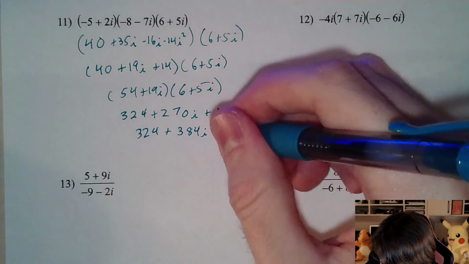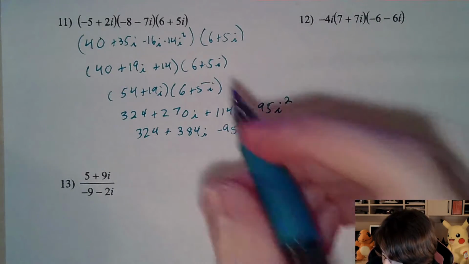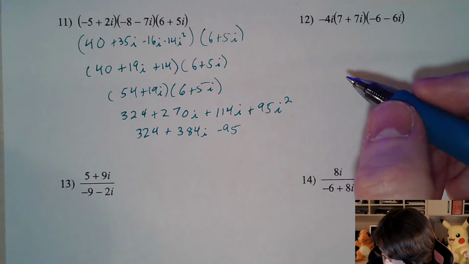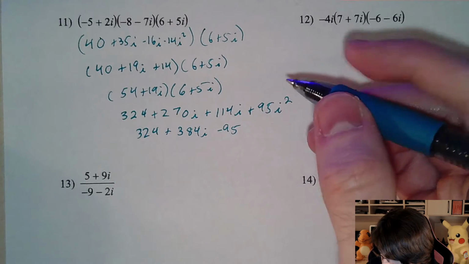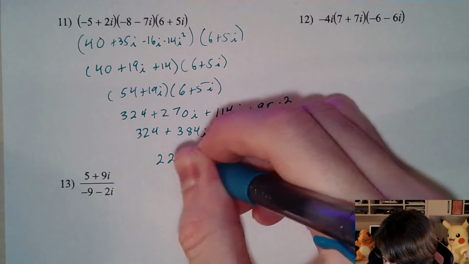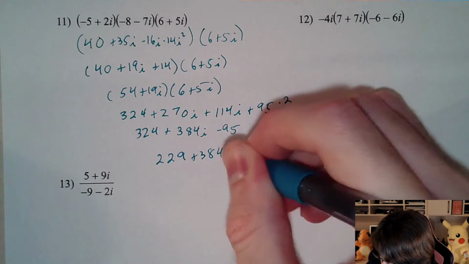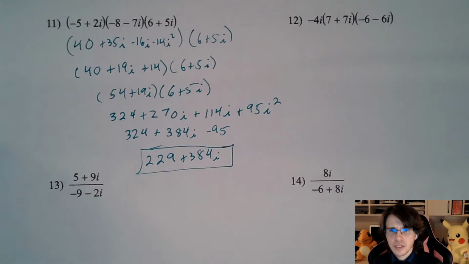So i squared is negative 1. This is minus 95. And finally, 324 minus 95. These guys combine together for our like terms. So that's going to be, what is it, 324 minus 100, 224, and add 4 more, 229. So 229 plus 384i. And again, feel free to use a calculator or any part of that, no big deal.